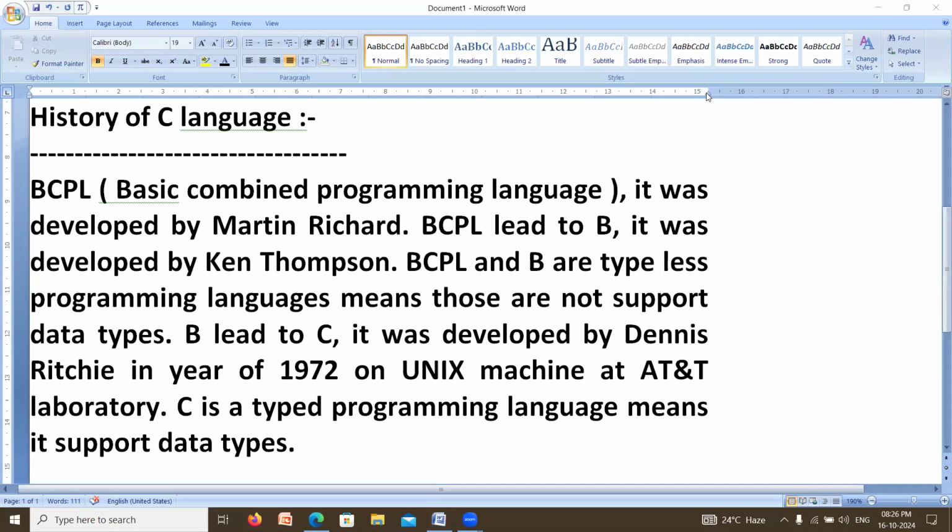Please note down this one, friends. Just now I explained the history of the C programming language. After completion of writing, please tell me. I will go to the next topic.